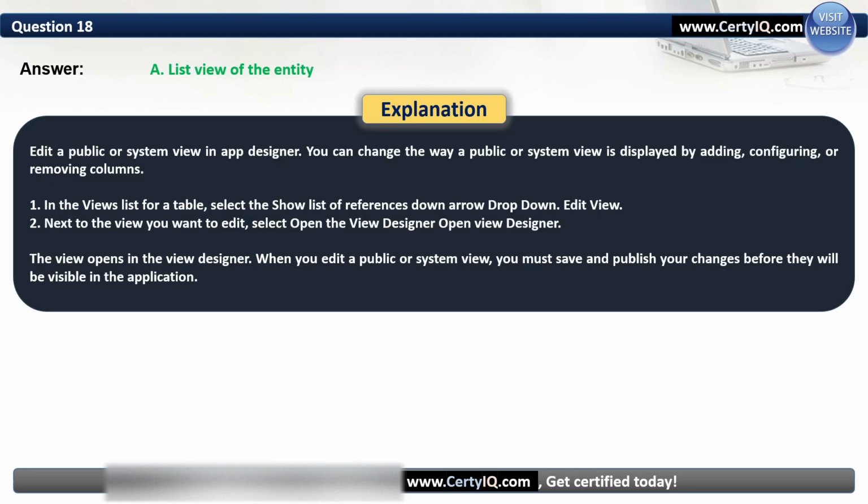That is a public or system view in App Designer. You can change the way a public or system view is displayed by adding, configuring, or removing columns. In the views list for the table, select the show list of references drop-down arrow, then Edit view. Next, next to the view you want to edit, select Open View Designer. The view opens in the View Designer. When you edit a public or system view, you must save and publish your changes before they will be visible in the application.